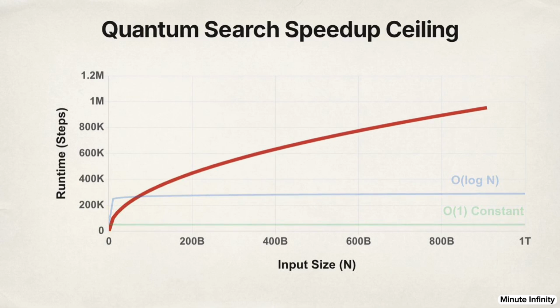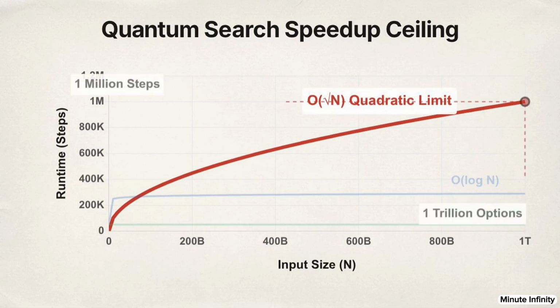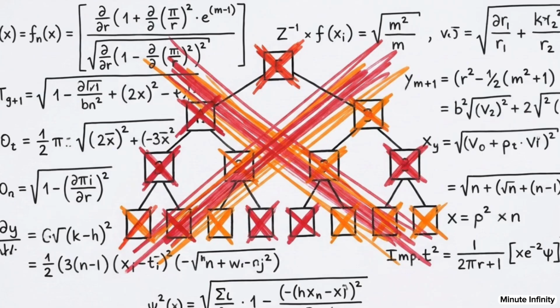In reality, the absolute limit for this search is O of the square root of n. The runtime scales quadratically. Searching 1 trillion options takes 1 million steps. It is faster than a classical computer, but it is not instantaneous. Because the actual mathematics of the search contradicts the parallel processing myth, we have to discard that analogy entirely.